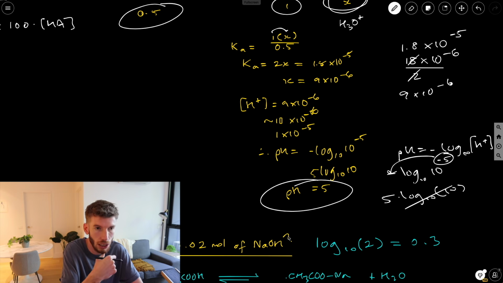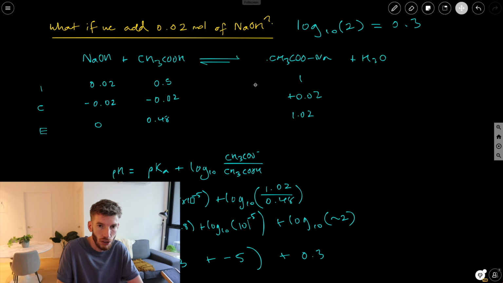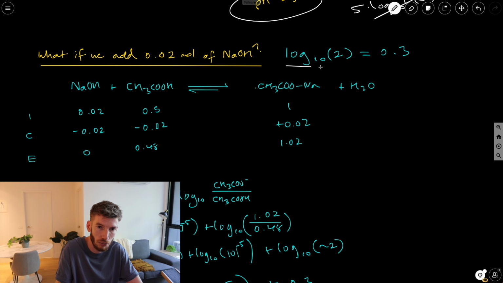There's our pH, right? So now what we're going to do is look at how the buffer actually works. So this is just when it's in equilibrium. Now we're going to go and add a base and try to throw it out of balance. So if we add 0.02 mole of sodium hydroxide, a very, very strong base, we're going to see what it does. We're also going to use this fact, because there's no way you'd need to know this: log 10 of 2, we're going to estimate as 0.3.